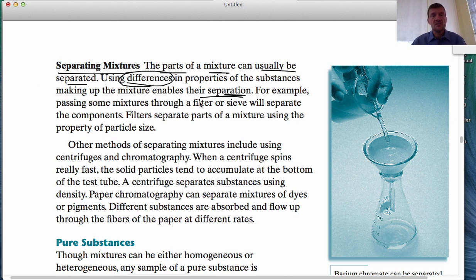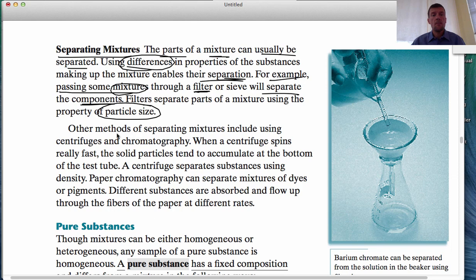So separation is possible. For example, passing some mixtures through a filter will separate certain components. Why? Because some substances are so tiny in their nature and their makeup that they can pass right through that filter. Other substances cannot. So the size of the particle is actually going to be the property that allows us to filter out some, and others will pass through. Okay? Particle size. We're using that property. Here are some other methods of separating.